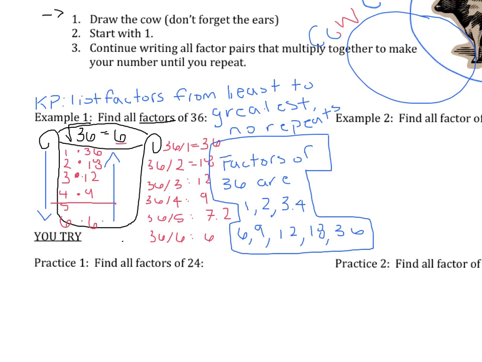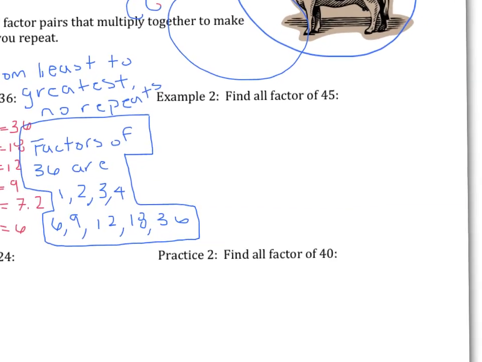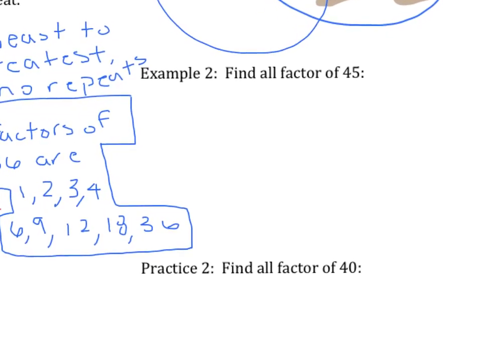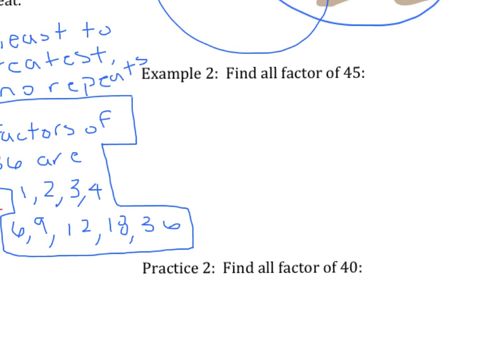Okay, let's do another example. So I'm going to go over to example 2. Pause the video if you need to, write anything down. I'm going to zoom in for us. Okay, so now we want to find the factors of 45. So the first thing I'm going to do is draw my factor cow. I'm going to put a little head on our cow, and I'm going to put the number 45 inside of our factor cow's head.